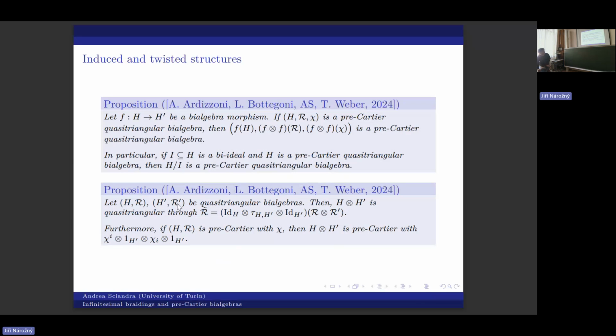And if both are pre-Cartier, so if you also have a chi prime, you can also consider the sum of these two, because pre-Cartier structures live in vector spaces. This, of course, is not a classification on the tensor product, so it is just a way to obtain, let's say, pre-Cartier structure on the tensor product when one of the two is pre-Cartier.